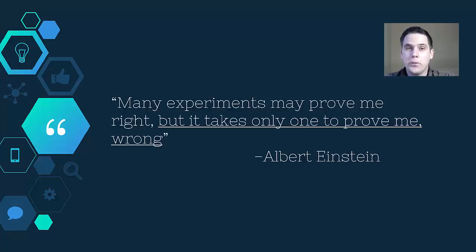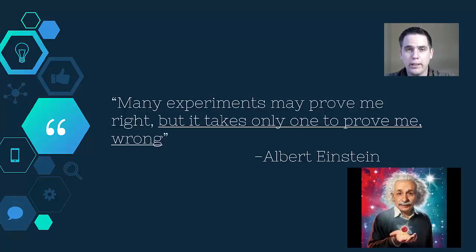And even then, theories, no matter how widely accepted, always have the possibility of being disproven. Albert Einstein, quite possibly the most famous scientist of all time, once said, "Many experiments may prove me right. That's a theory. But it takes only one to prove me wrong." Because even if you have a theory, there are going to be scientists that test that theory on their own. And if enough of them start to test your theory and find that it's untrue, and they can convince a number of other scientists to also accept that, well, they now have a new theory that might disprove yours.